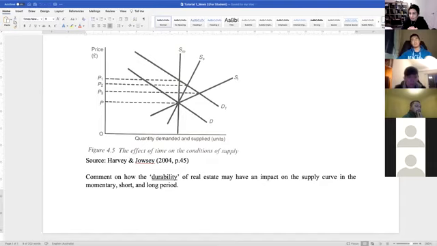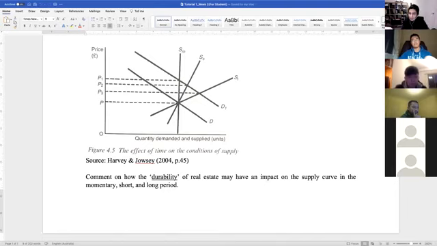So it's more elastic. And how will you represent that? Shallower gradient of the curve. Yes, you would want Sm to be slightly flatter than what it is. It will not be perfectly vertical. Lower gradient.